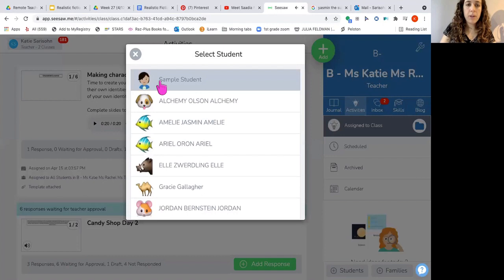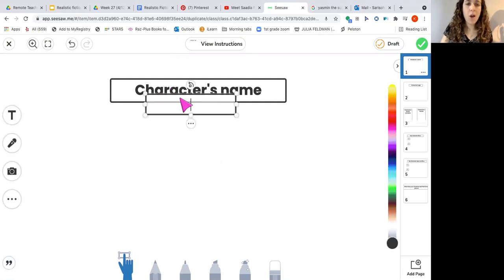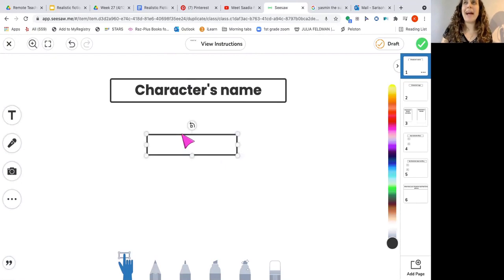So I'm gonna go into the slides, and now I get to make up my pretend character. Next week, or even later today, you're going to start writing stories about your character. So it's time to name your character. Let me think about a name that I really like. I love the name Sophia. So my character is going to be named Sophia.